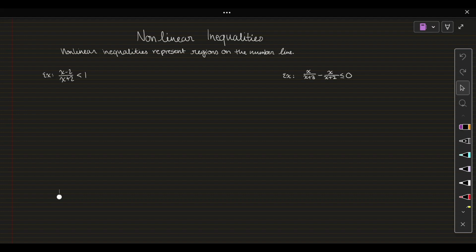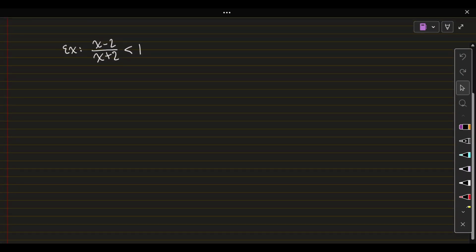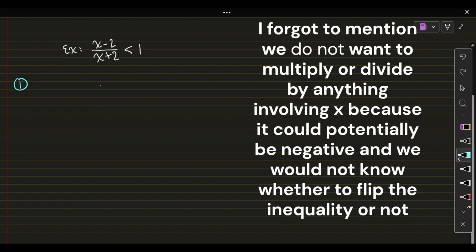So we'll start with the first relatively simple example. I have x minus 2 over x plus 2 is less than 1. I'll go ahead and write out my steps here. My first step is I want to get the right-hand side equal to 0. So step 1, get the right-hand side equal to 0. To do that here, I can subtract 1 from both sides of this inequality. So I have x minus 2 over x plus 2 minus 1 less than 0.